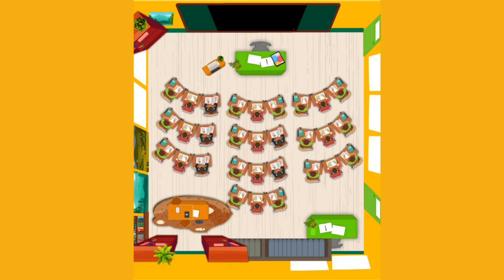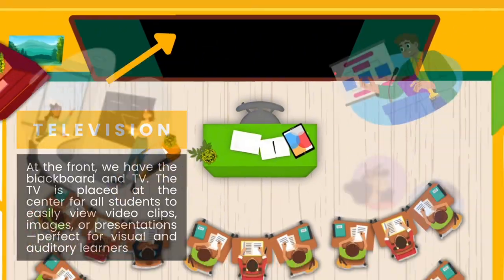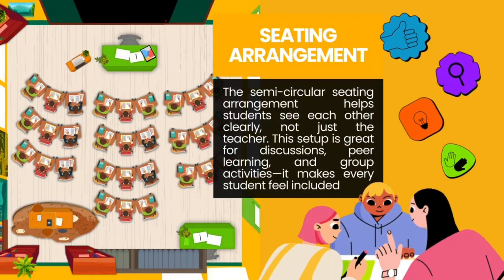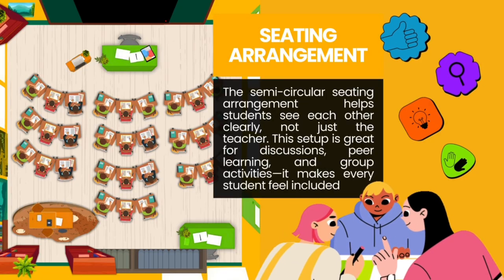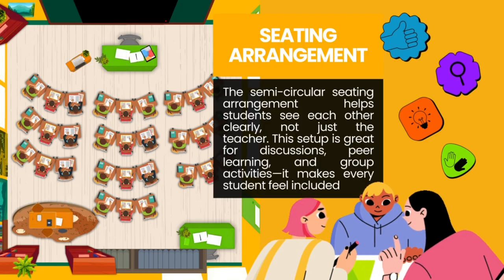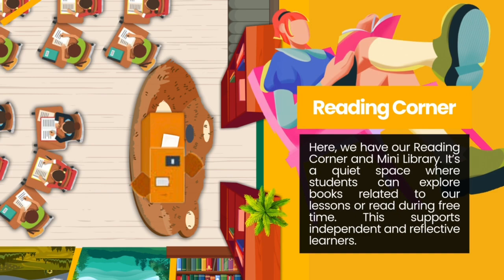At the front, a large TV monitor supports the visual and auditory learners by showing educational videos, presentations, and animations. It is paired with a blackboard for notes, diagrams, and real-time teaching. The semi-circular seating arrangement using available armchairs encourages interaction, collaboration, and clear sight lines to the front of the class. This formation makes it easy for all students to participate and feel included.